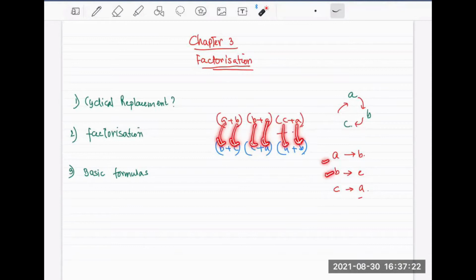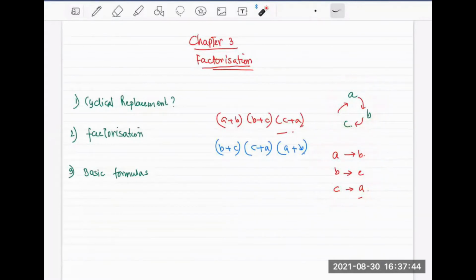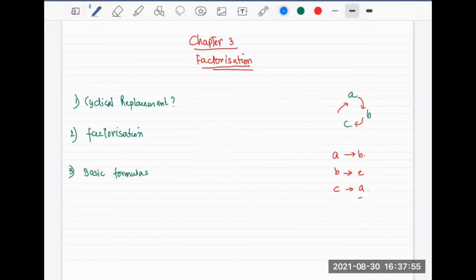So if we follow this replacement, then what we are getting here is the same as this one, right? A plus B is here, C plus A is here, B plus C is here. So this kind of replacement in cyclical order is called cyclical replacement. Okay, you can choose another expression. Let's say I have an expression like this: A plus B plus C, A minus B, B minus C, C minus A. Do the same thing.